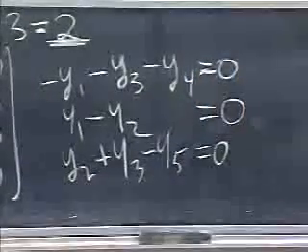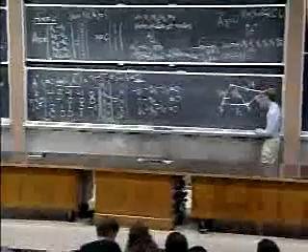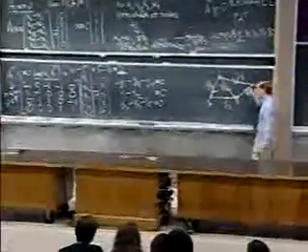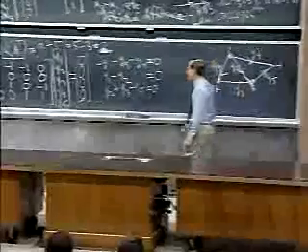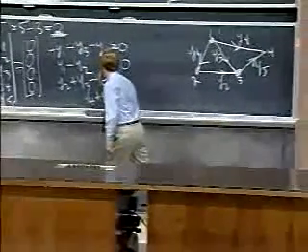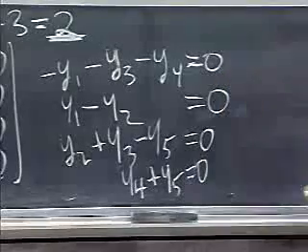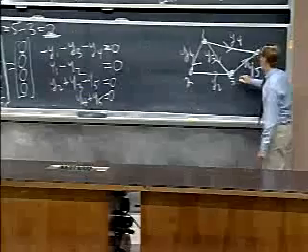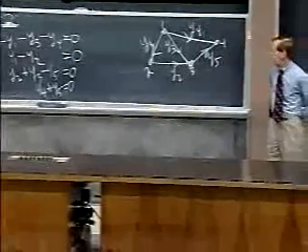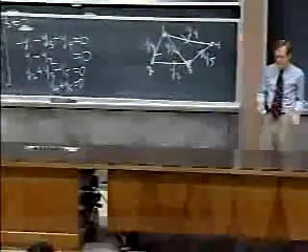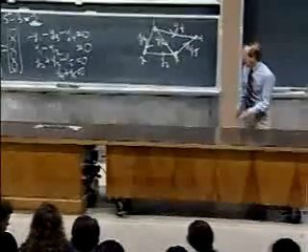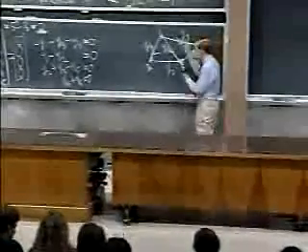That certainly would be what's up at the third node. Y2 coming in, Y3 coming in, Y5 going out, has to balance. And finally, Y4 plus Y5 equals 0 says that at this node, Y4 plus Y5, the total flow is 0. Charge doesn't accumulate at the nodes. It travels around.